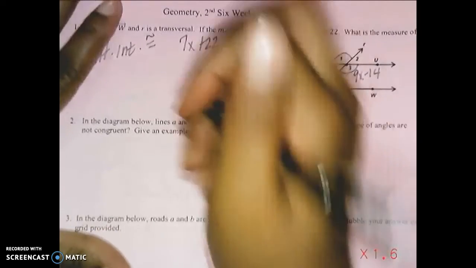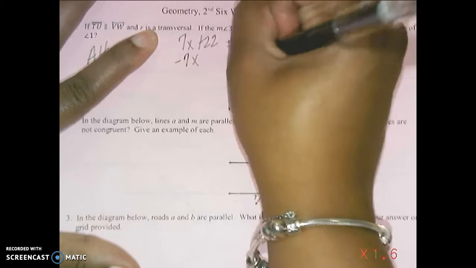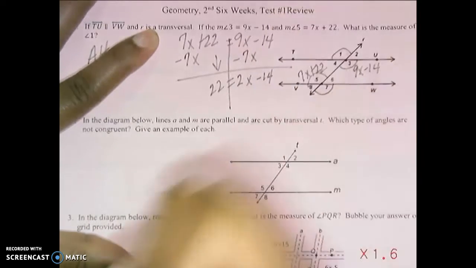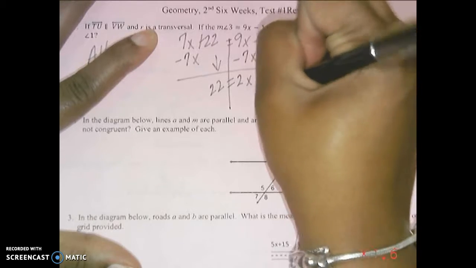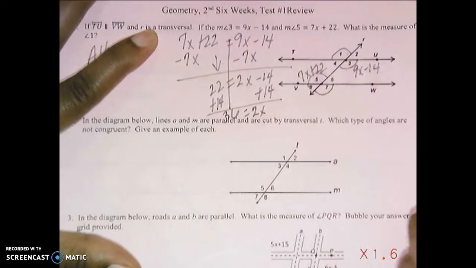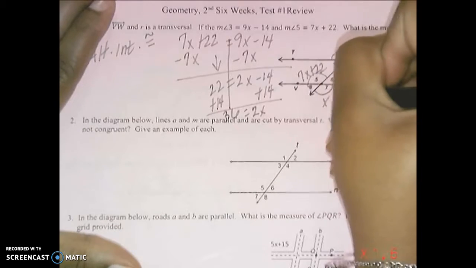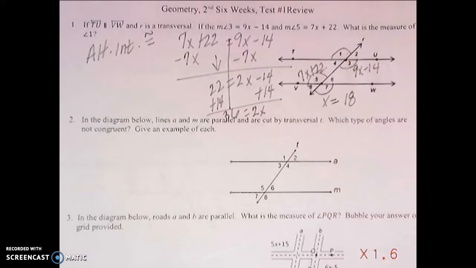Okay, I'm going to solve it in 3 steps. The first thing I'm going to do is subtract 7x on both sides. That'll leave me with 22 is equal to 2x minus 14. Add 14 on both sides. You're going to have 36 is equal to 2x. And then the very last step is to divide both sides by 2. So x is going to be 18.